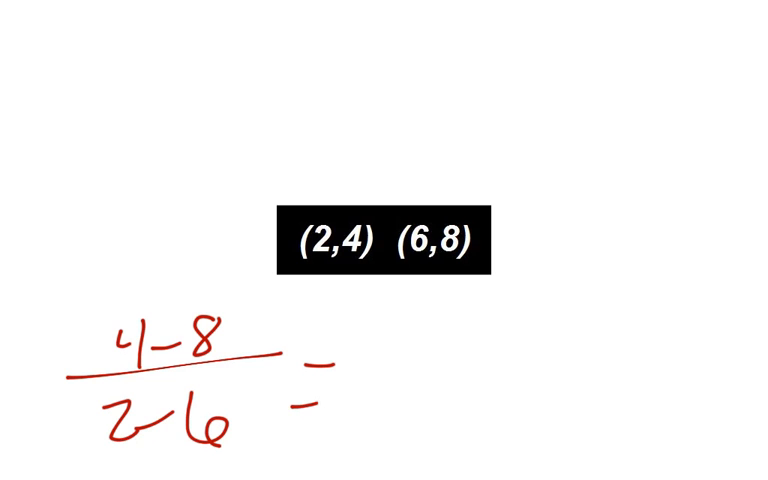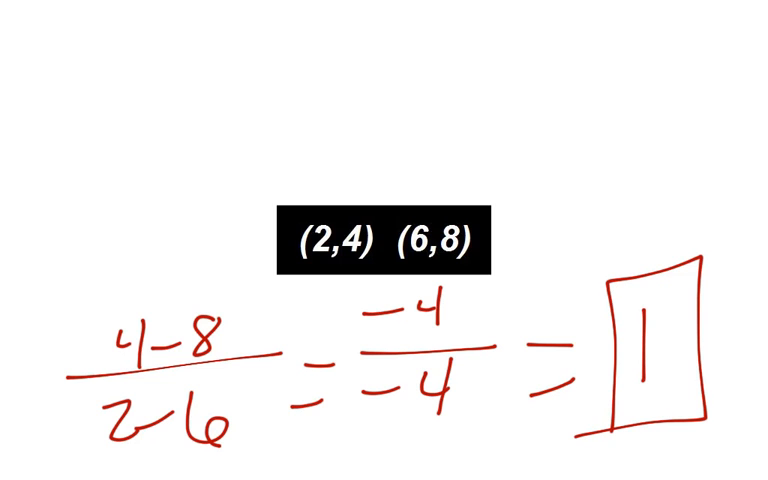Subtract your y's on the top. So 4 minus 8. Your x's on the bottom, 2 minus 6. 4 minus 8 is negative 4. 2 minus 6 is negative 4. It all cancels out, but it leaves me 1. Negative 4 divided by negative 4 in your calculator would be 1.